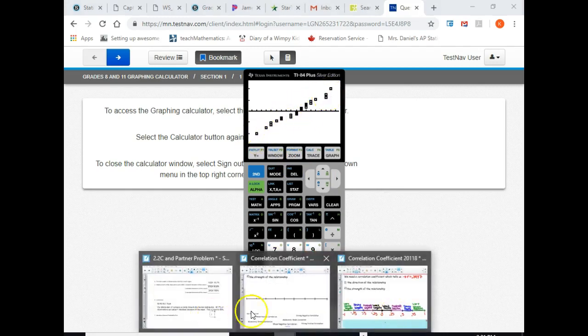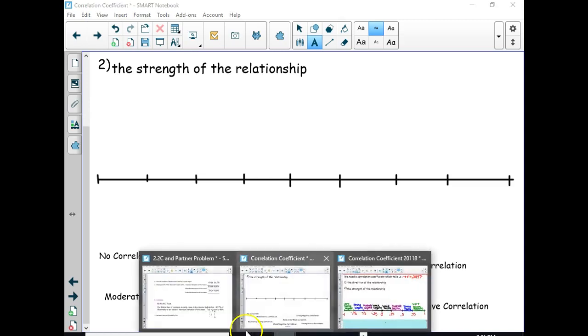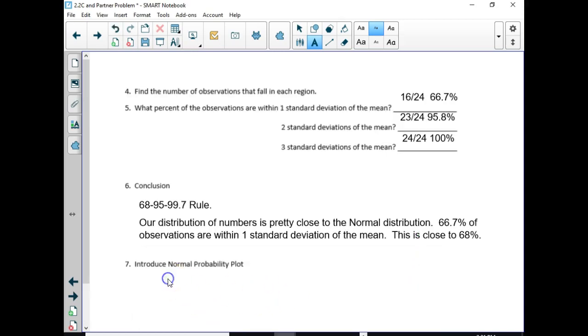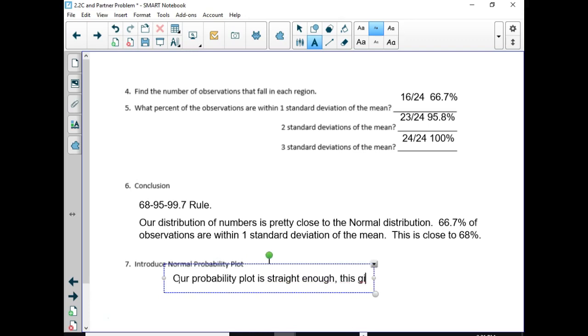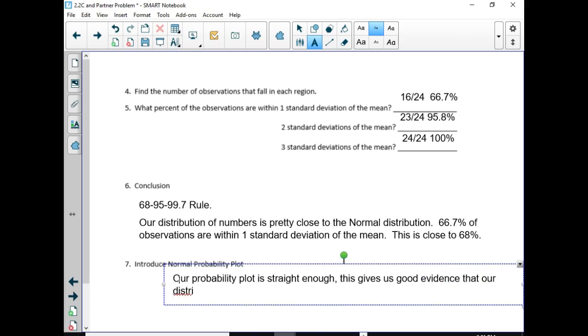As long as your probability plot is straight enough, this gives us good evidence that our distribution is normal. Okay, so what do we need to get from this? We can look at the 68, 95, 99.7 rule to confirm normality, or we can look at a probability plot, making sure that it's straight enough, and this can also confirm a normal distribution.